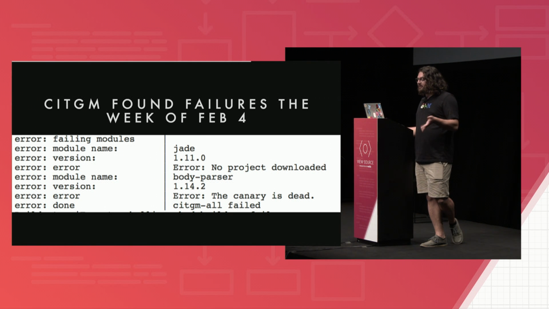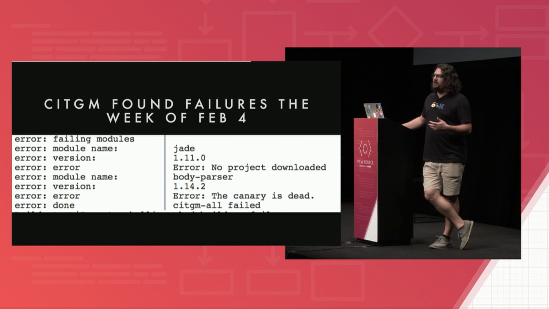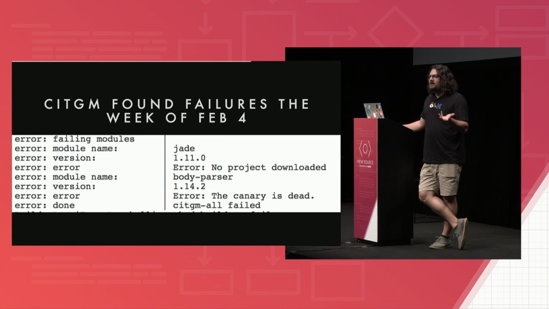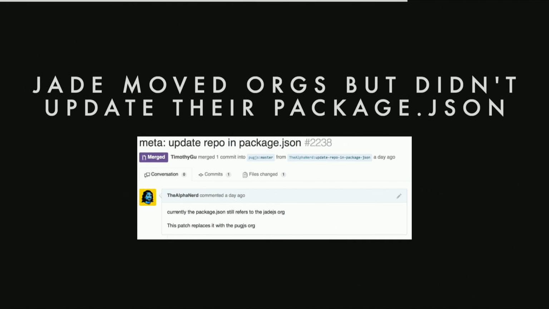In February, we found these two interesting breakages that I want to share with you. One in Jade, which many of you may know is a templating language that's really awesome, and the other in body parser. And body parser is the embedded body parser in Express. Express is used a lot, body parser is used a lot. We don't want to break that. So it turned out Jade had to change their name to Pug, and they didn't update their package JSON, so that broke our algorithm for grabbing tarballs. So we sent a pull request, and that was pretty quick.